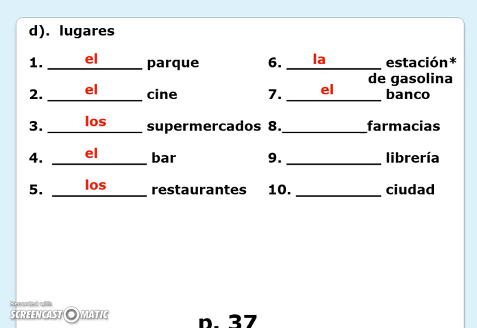Number 7, el banco, masculine singular for bank. Las farmacias, for the pharmacies, plural. La librería, the bookstore, both end in an A. And ciudad, remember any word that ends in DAD, the rule is it's always feminine, so it should be la.